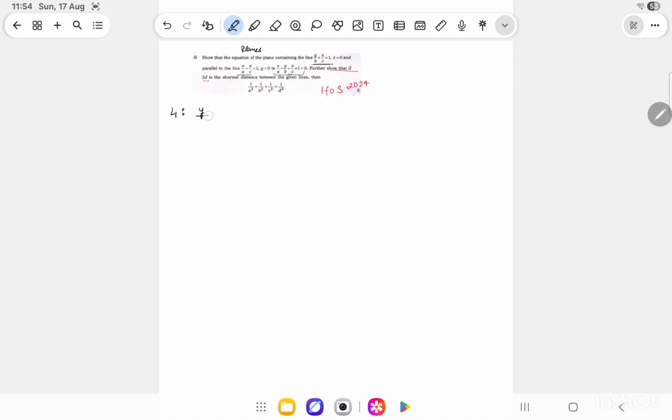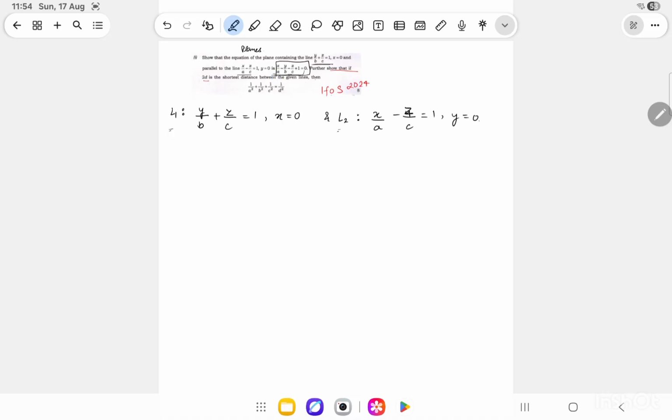So the question says that the equation of a plane containing line, this one, let me write it as L1. L1 is y by b plus z by c equals 1, x equals 0, and L2 is x by a minus z by c equals 1, y equals 0. We are supposed to show that the equation of the plane containing line L1 and parallel to line L2 is this.